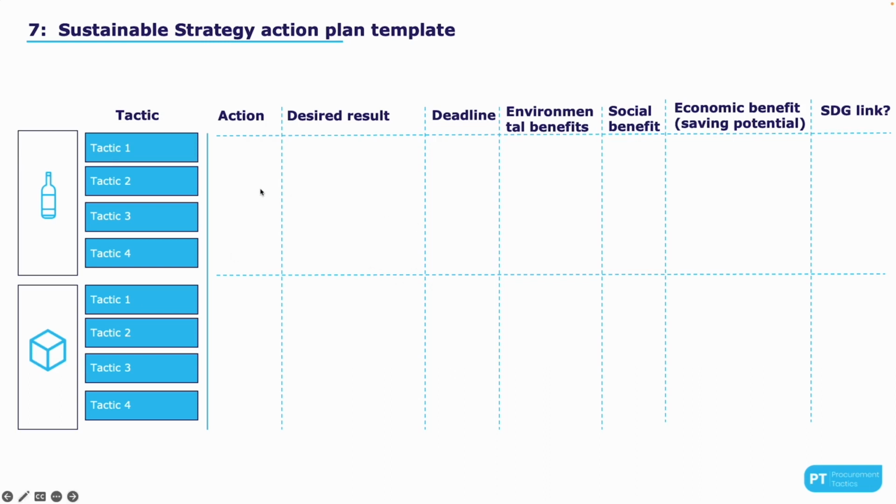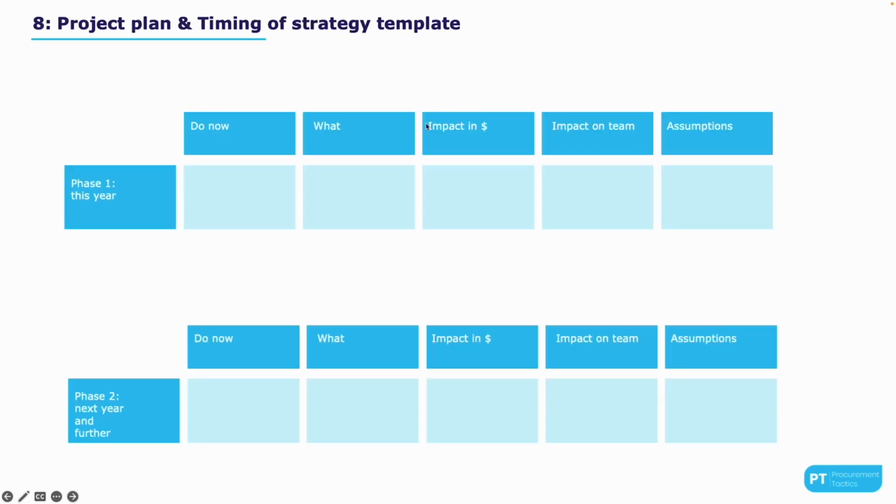Then, of course, if you have thought of what to do, it's important, and that brings us to the final slide. What is my plan and the timings of my strategy? So, for example, what would I like to implement this year and what would I like to do later? What do I want to do now and what is the impact, positively or negatively, on the financial results? Do I need help from any team members, yes or no? And what are assumptions that I'm having at the moment?